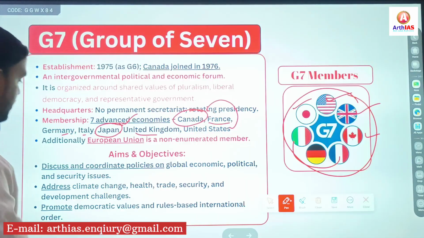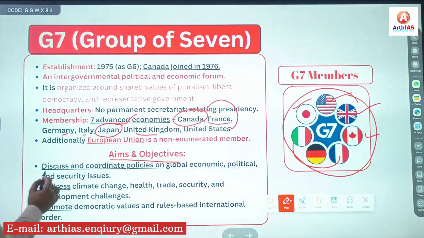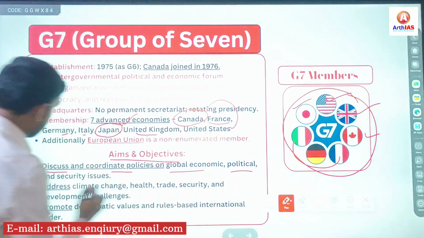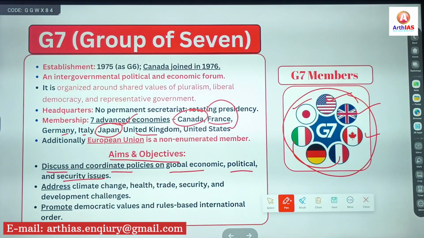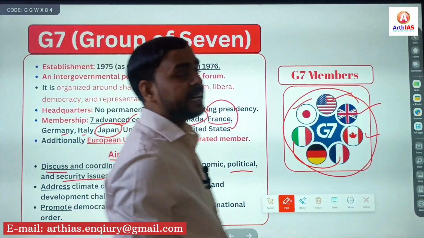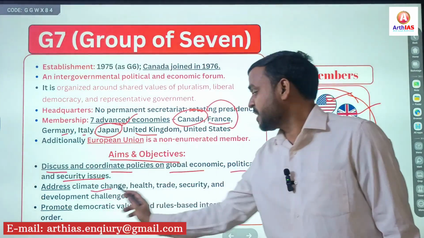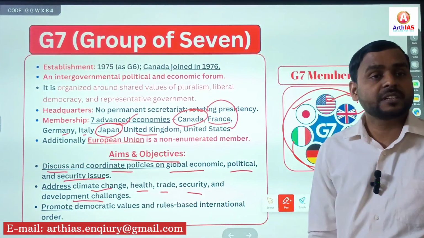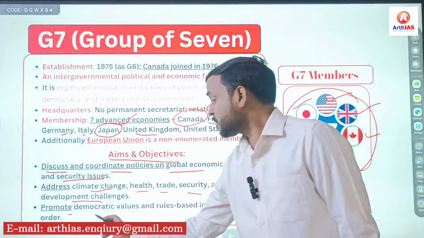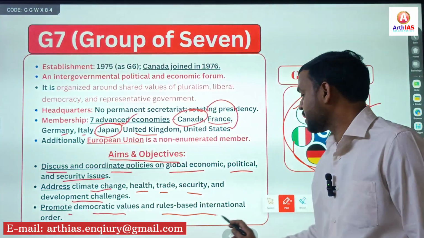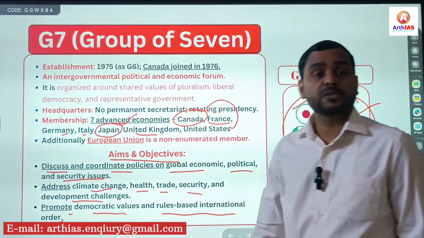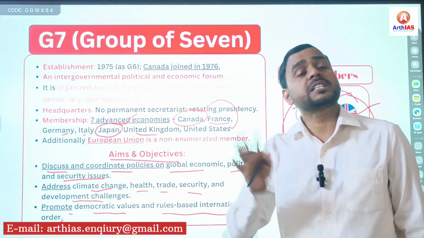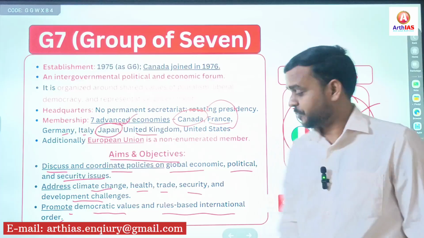Clear? Next, aims and objectives. So, discuss and coordinate policies on global economic, political, and security issues. Next, it addresses climate change, health, trade, security, and development challenges. Clear? Next, promotes democratic values and rule-based international order. So, mainly it focuses on liberal ideas, both economic as well as political aspects. Okay.